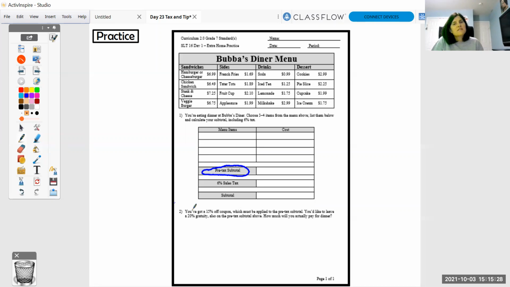The last thing that we're asking you to do when you go down to number 2 is they're asking you to apply a discount, which is a review from last class. And in the end, you will calculate your total amount that you're going to pay for dinner. And then leave this paper in your math section of your binder, and we'll take a look at it when I come back.